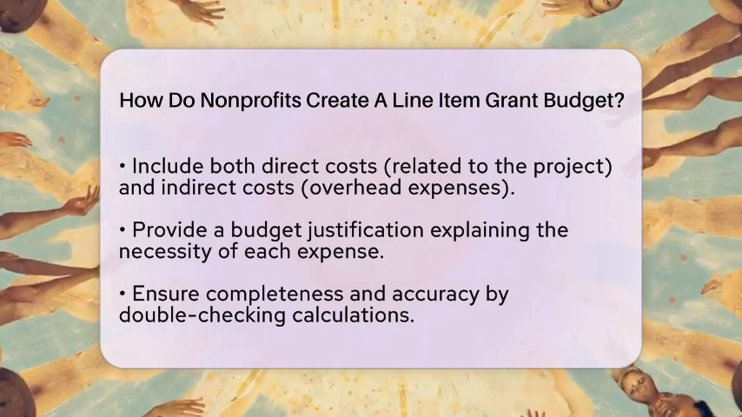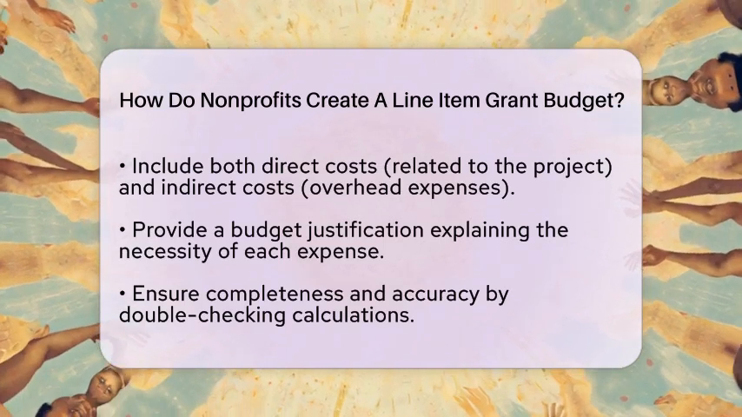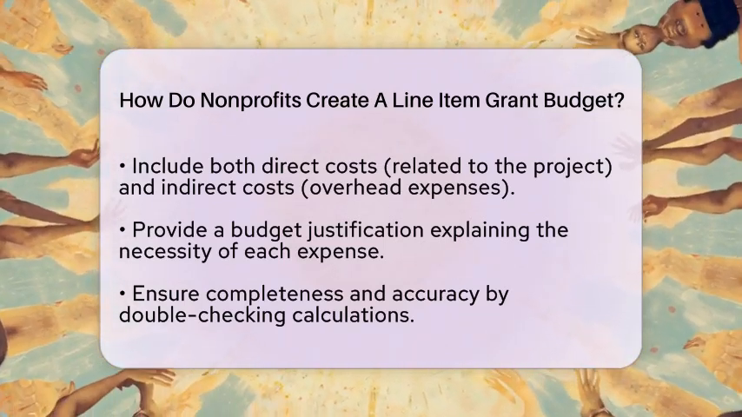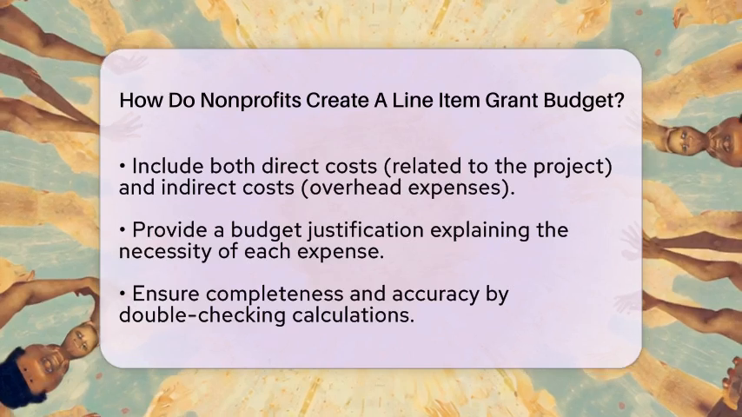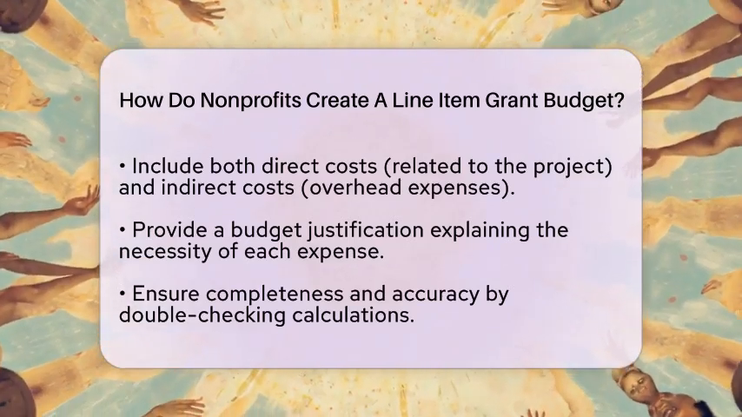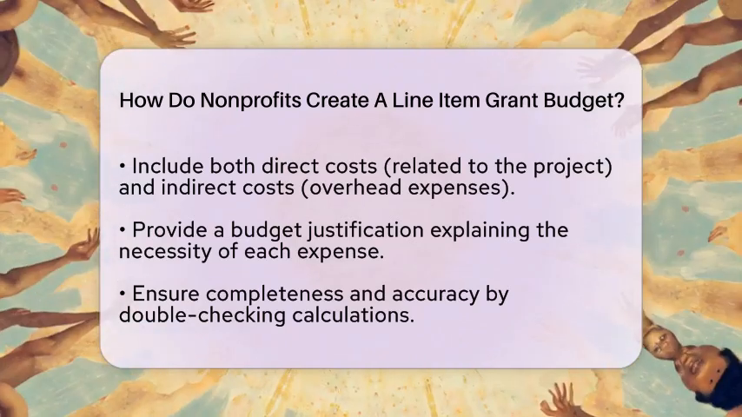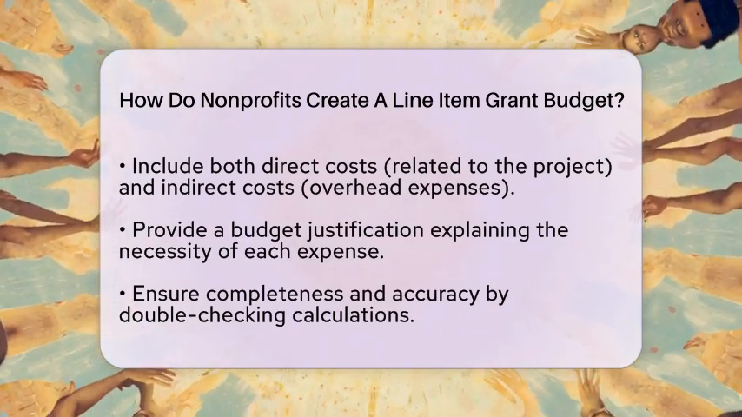Alongside your line item budget, provide a budget justification. This narrative should explain why each expense is necessary, how you calculated the amounts, and how these costs support the success of the project. This explanation helps build trust with funders.